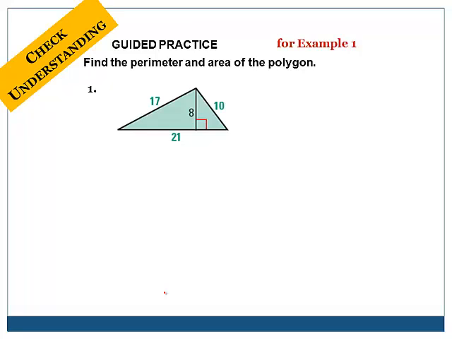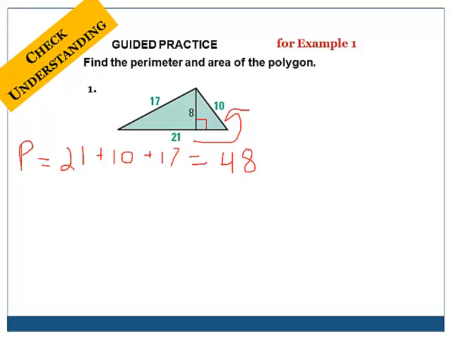In another example here, we're going to find the perimeter and area of the polygon once again. It's important to recognize that this is not a parallelogram, it is a triangle. So our area formula will be different, but the perimeter will stay the same. All we need to do is add up each of the sides. So we're going to start at 21 at the base here and go counterclockwise. 21 plus 10 plus 17 will give us a total of 48.